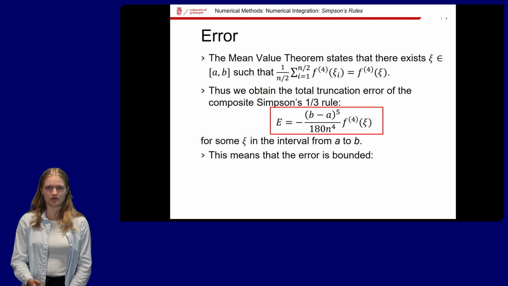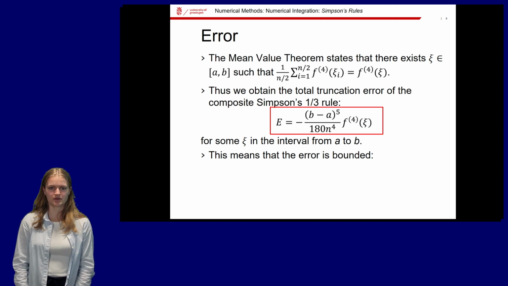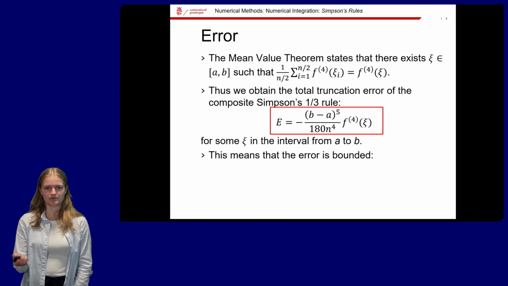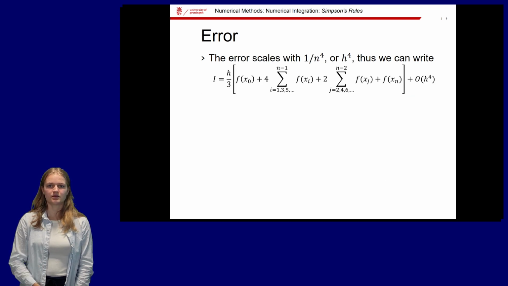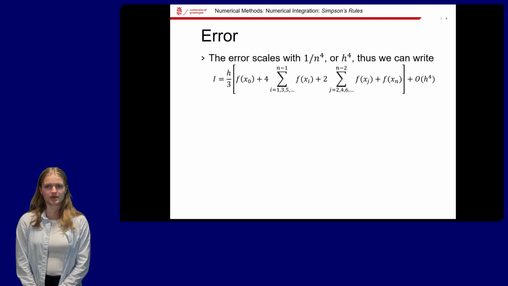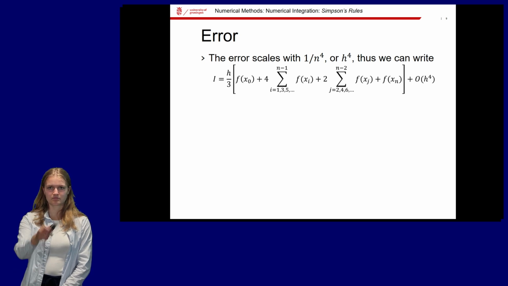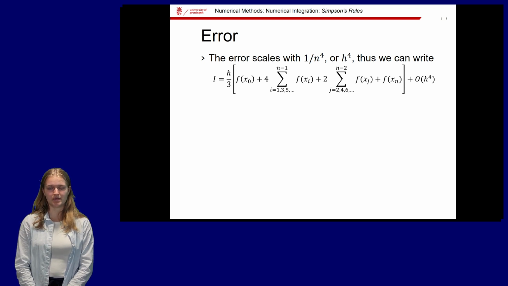And again, we can take this maximum value that the fourth derivative of f takes on this interval and state that that is the maximum error that we obtain. So the error is bounded by this expression. So we can see that the error scales with 1 over n to the fourth, or we can alternatively say with h to the fourth, so that we can write that this expression, so this is the approximate integral plus this term big O of h to the fourth.